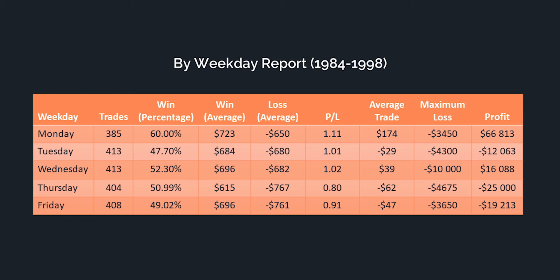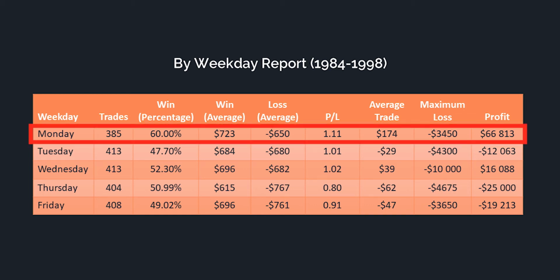On the other hand, the best day to trade the S&P 500 is Monday, where if you traded this strategy from 1984 to 1998, you would have gained over $66,000, which is a lot better than trading Thursdays, right? With trading Mondays, you would have 385 trades for this period, a 60% win rate, $723 average win per trade, and an average loss of $650. The profit to loss ratio would be 1.11, the average trade would be $174, and the maximum loss $3,450.